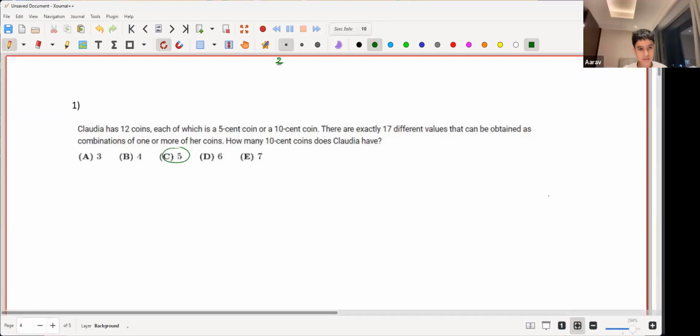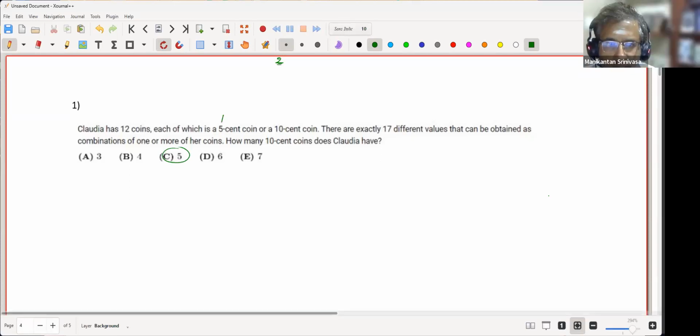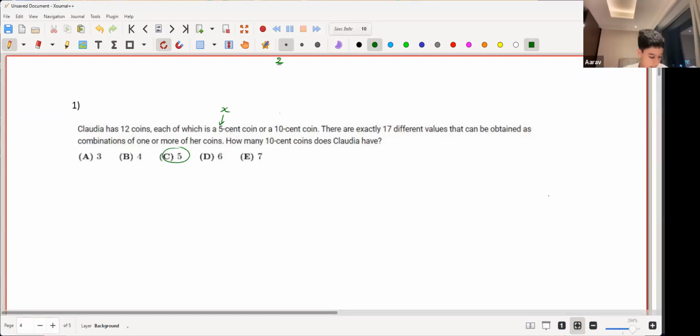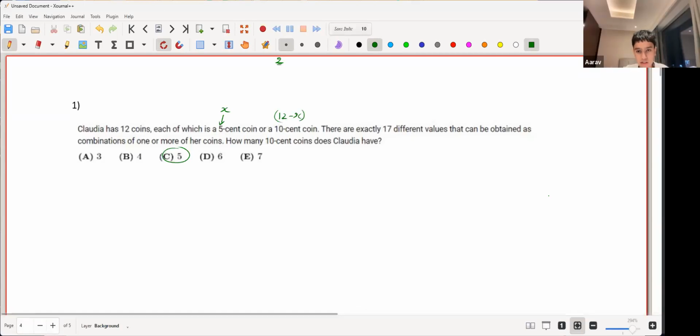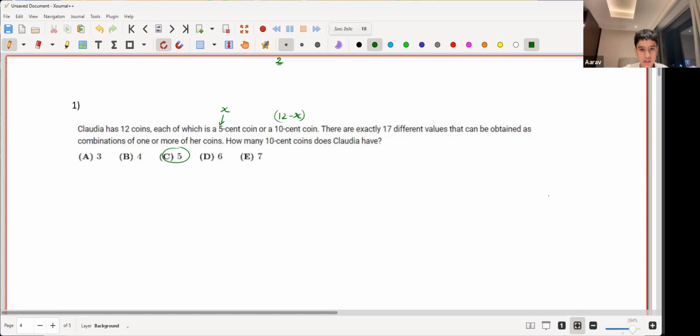Oh, yes. So I first set the amount of 5-cent coins she has as X. Therefore, she has 12 minus X 10-cent coins. Then I set up an equation, since it's only 5 and 10, the total number of coins must be divisible by 5. Correct. And so I created an equation and then I obtained my answer. I'm not sure. It took me a long time. It's very messy.